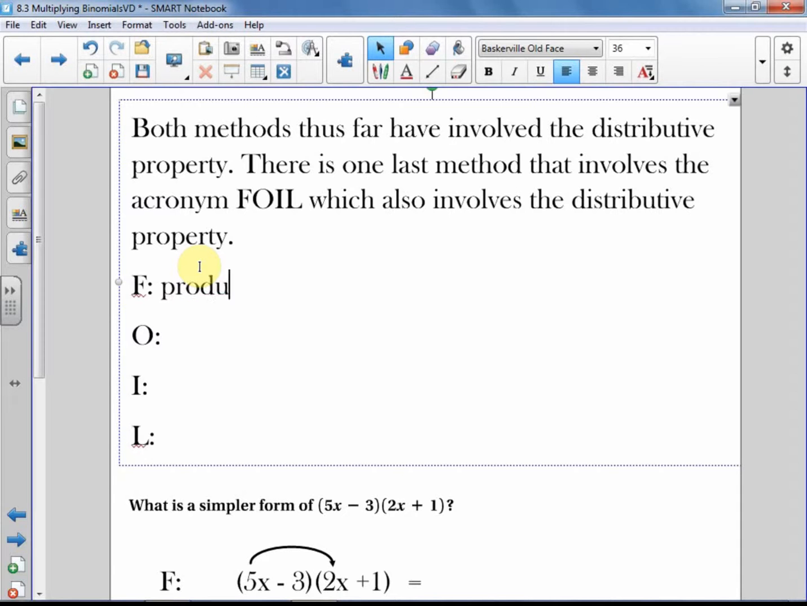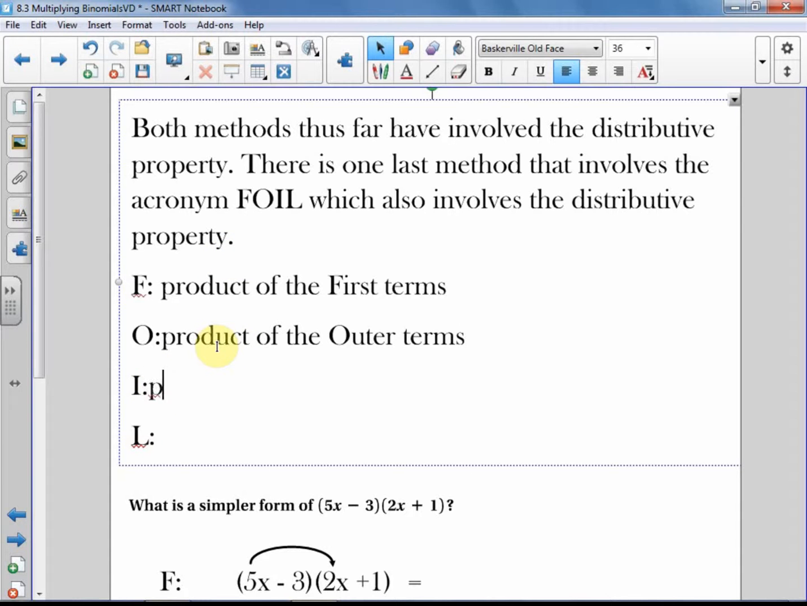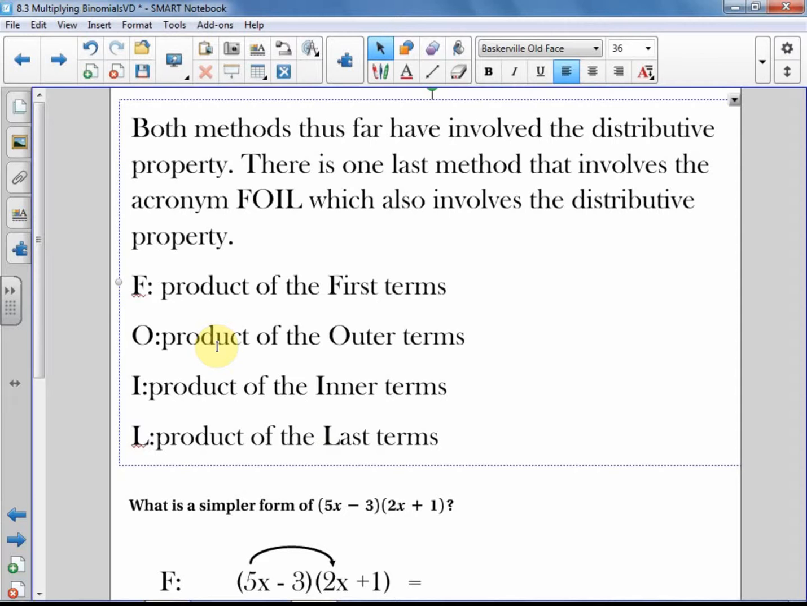So the F in FOIL stands for the product of the first terms in a binomial. Emphasis on the first, the F part of the first. O stands for the product of the outer terms of our binomials. I stands for the product of the inner terms. And lastly, the L represents the product of the last terms. So FOIL, think of first, outer, inner, last.